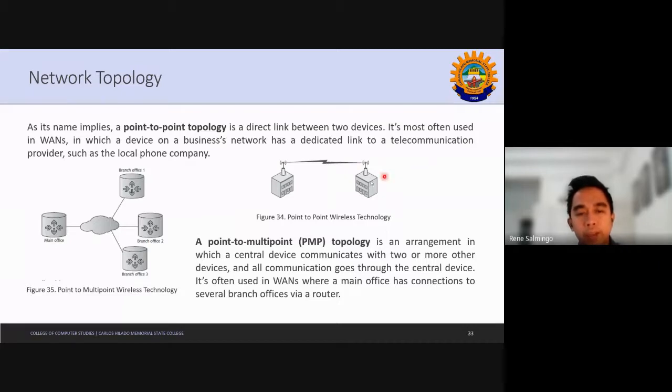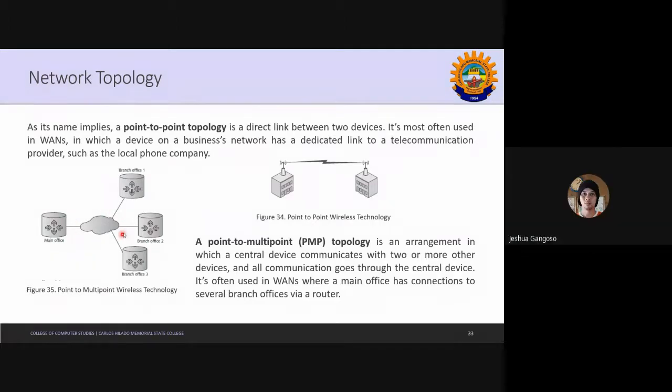And what I'm saying now, we also have point to multi-point topology. It is an arrangement in which a central device communicates with two or more other devices, and all communication goes through the central device. It is often used where a main office connects to several branch offices via router. So you have this. What do you think this diagram symbolizes? Cloud. Cloud server, sir.